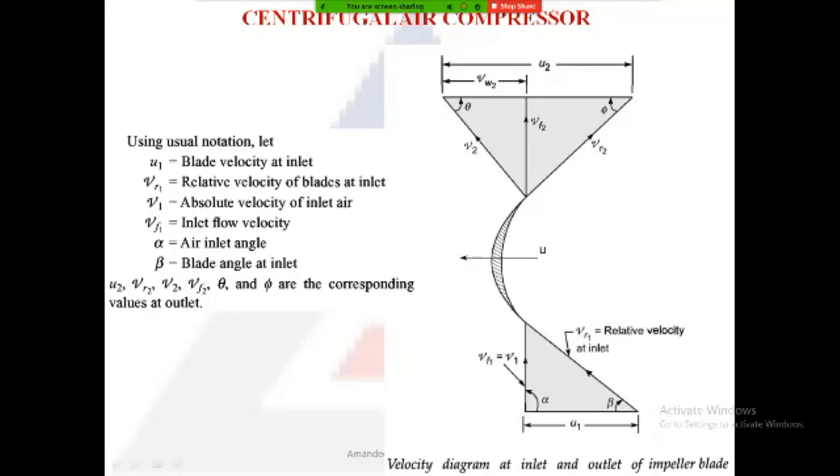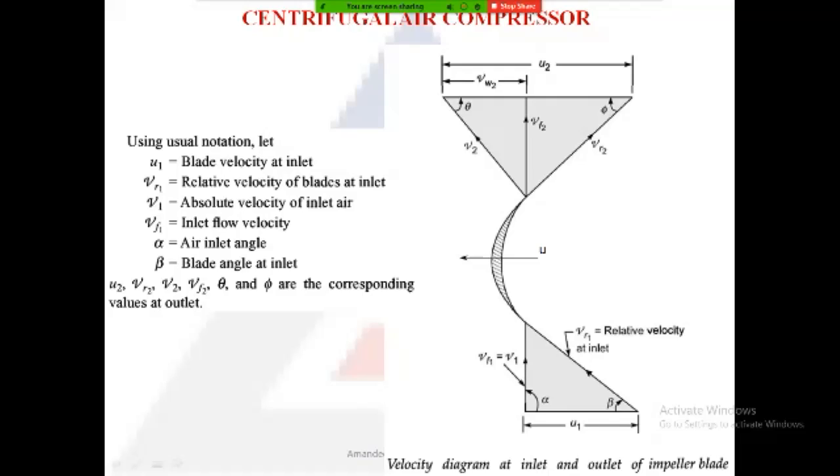Now at the exit side, the air exits at the exit angle of the blade. This will be the relative velocity VR2. Now the blade is moving in this U direction, and U2 is the blade velocity at exit.